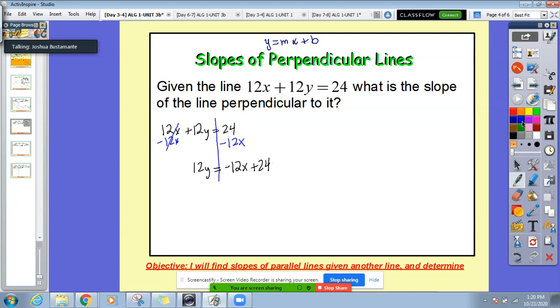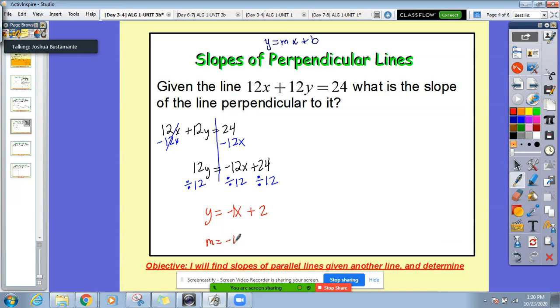And now we just divide both sides by the number in front of y. We have y is equal to negative x plus 2, right? So when we do that division, negative 12 divided by 12 is negative 1. So we could put negative 1x if we want. That might even help us now. So I know that the slope of the original line is negative 1.